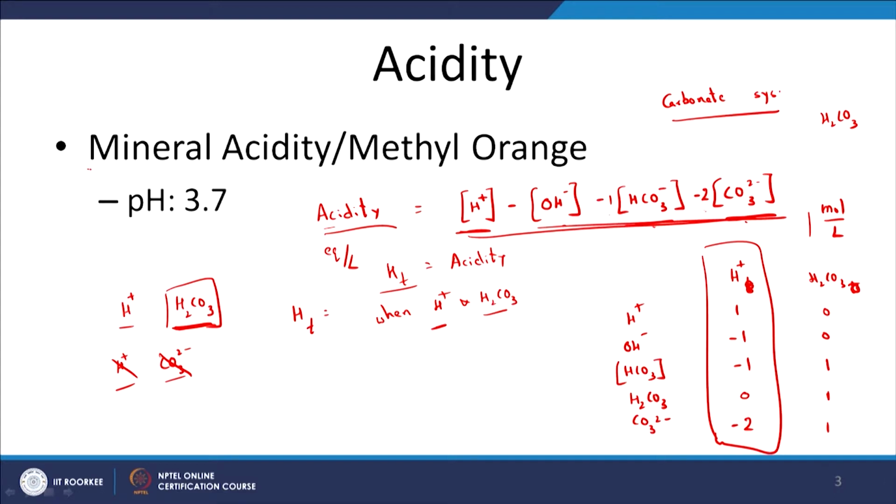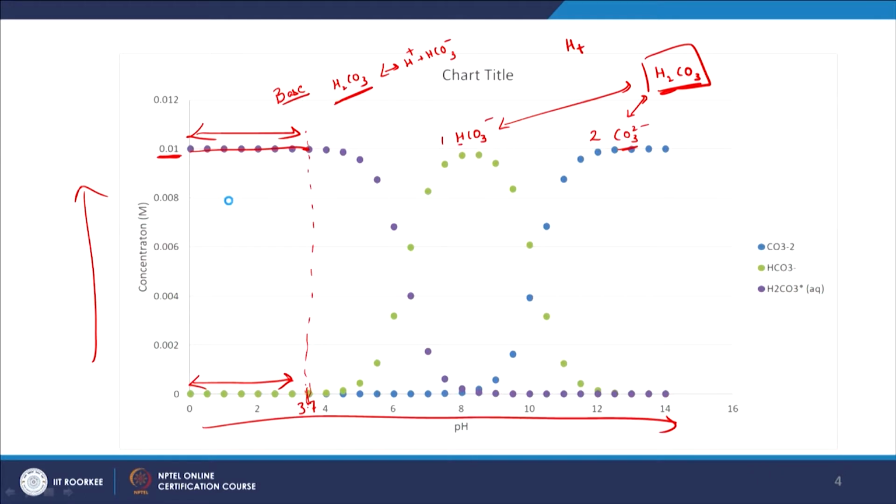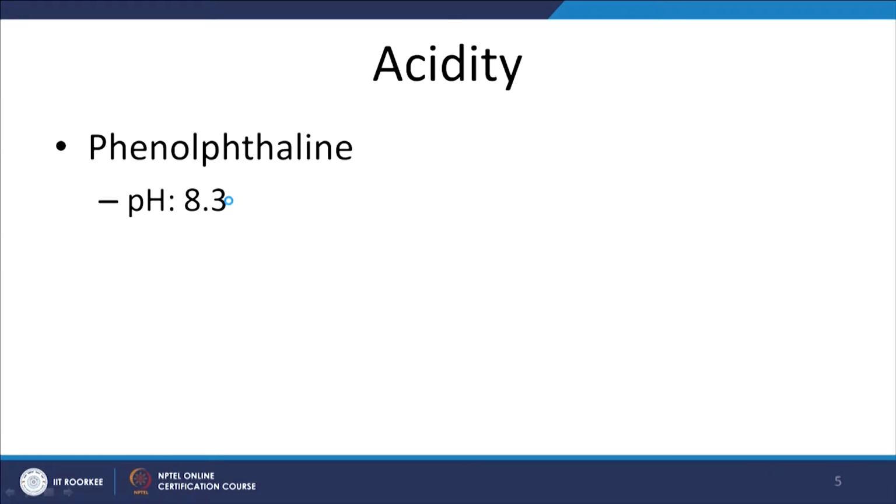So until now we looked at mineral acidity and obviously pH 3.7. So let's move on to the next case. The next case is phenolphthalein acidity, again based on the indicator that we look at. The pH we are looking at is 8.3, and again let's see why. In this case, what are we trying to measure with this particular acidity? When you titrate the system with a base until you reach a pH of 8.3. So why is that?